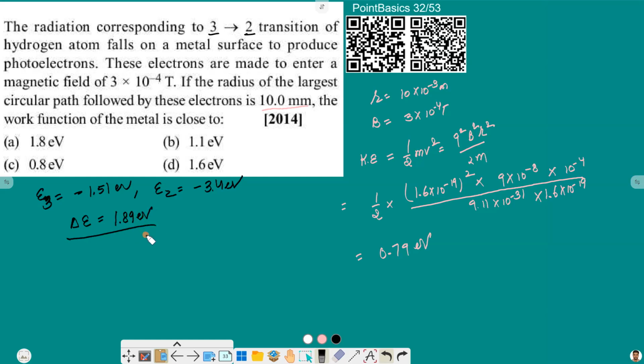Now for the photoelectric effect, we know that the maximum kinetic energy of the ejected electron will be equal to E minus phi. So here we have maximum kinetic energy as 0.79 electron volt, energy of the incident photon 1.89 electron volt, minus phi, and from this we can calculate that phi will be equal to 1.1 electron volt. That is equal to option B for us. So option B is the right answer here.